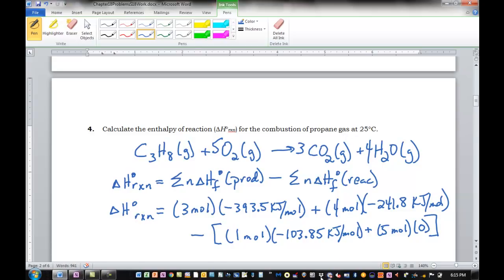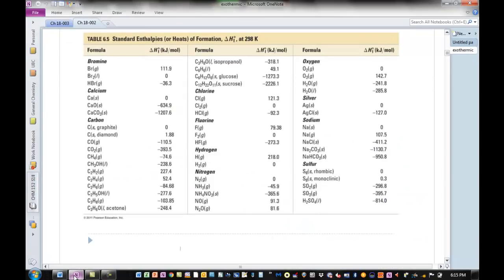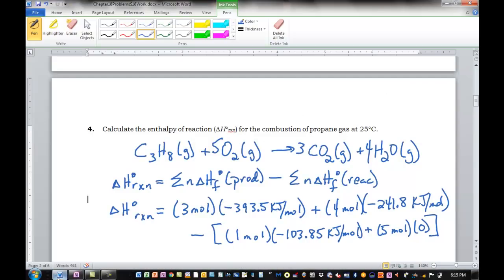All right, let me just double check the value for propane. I do not have that one memorized like CO2 and water. Yes, negative 103.85. All right, so let's punch these numbers into our calculator. So we're going to do 3 times 393.5. Make sure that's negative. 4 times 241.8. That's negative as well. And now here's where you need to be careful. We're subtracting off this negative number, so we have to add 103.85.